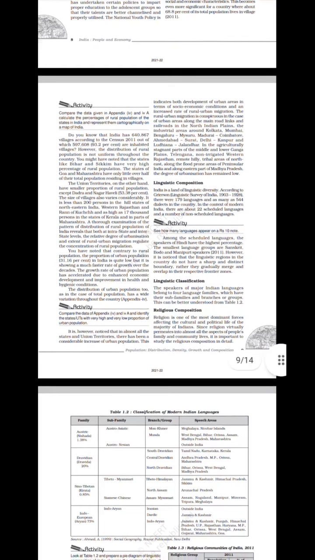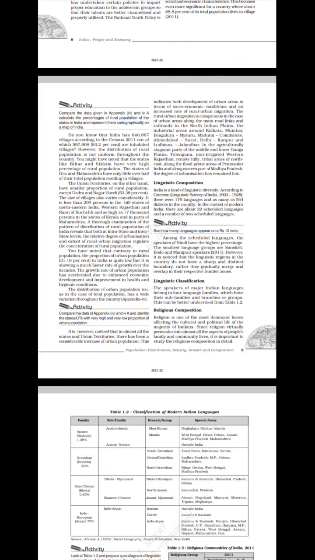Among the scheduled languages, the speakers of Hindi have the highest percentage. The smallest language groups are Sanskrit, Bodo, and Manipuri speakers, 2011. However, it is noticed that the linguistic regions in the country do not have a sharp and distinct boundary. Rather, they gradually merge and overlap in their respective frontier zones.